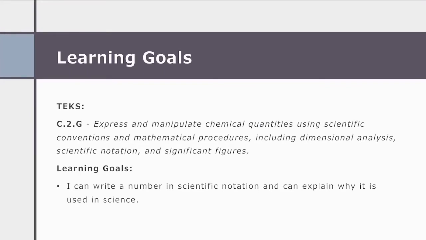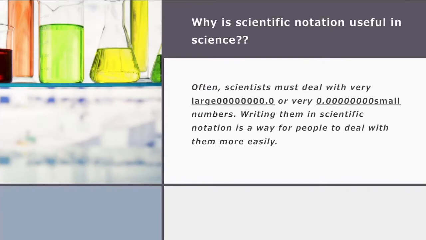Your learning goals for this video are to be able to write a number in scientific notation and explain why it's important in science. We use scientific notation in science a lot because often scientists have to deal with very large or very small numbers. Writing them in scientific notation is a way for people to deal with those numbers more easily. Usually we're able to take a really long number and compress it into a smaller number.